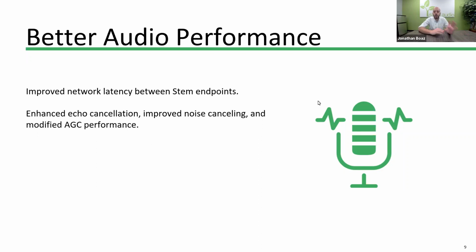With STEM 2.0, one of the key aspects that we've introduced is improved network latency between the STEM endpoints. There are a lot of advantages to having that improved latency between the devices, but one of the key ones is that we're now able to enhance all of the algorithms running on the DSPs embedded into our devices. That means better echo canceling and improved noise canceling. We can run more powerful, stronger algorithms for echo cancellation, with more tail length and more filters.